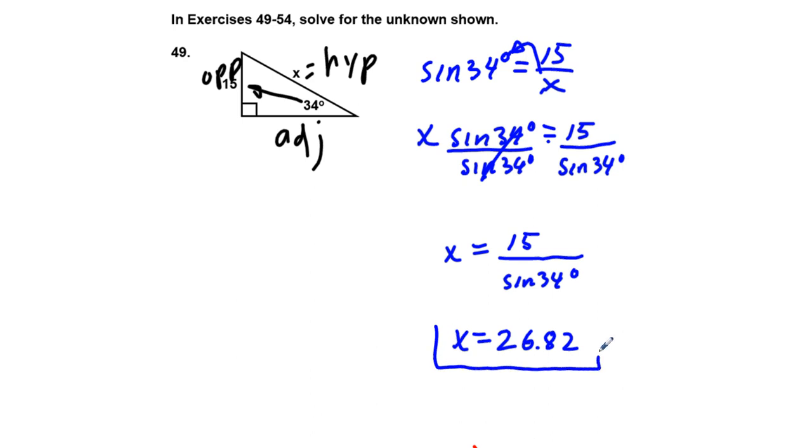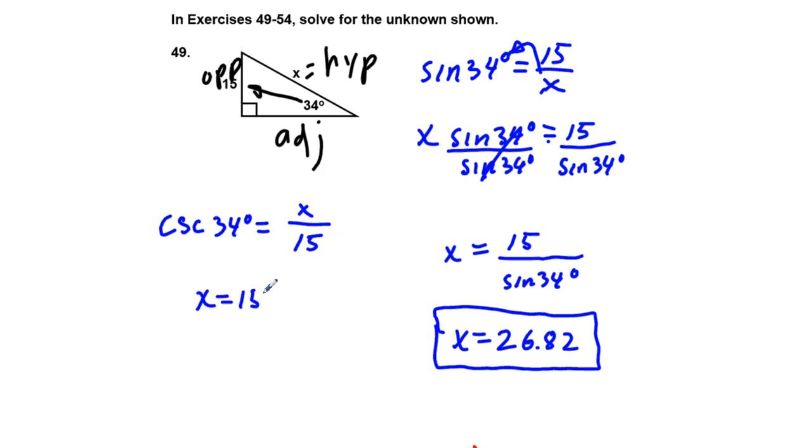Another way to do this problem is our reciprocal ratio of sine, which is cosecant. So we could take our cosecant of 34 degrees and set it equal to x over 15. And then we'd have x equals 15 cosecant 34 degrees. And then you put that in the calculator, which ends up being 15 over sine 34 degrees, same thing.